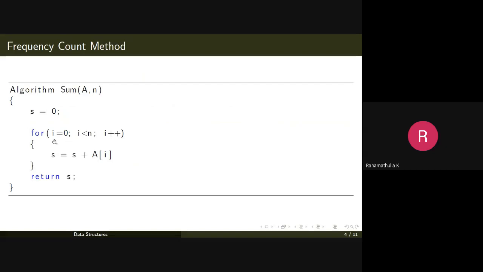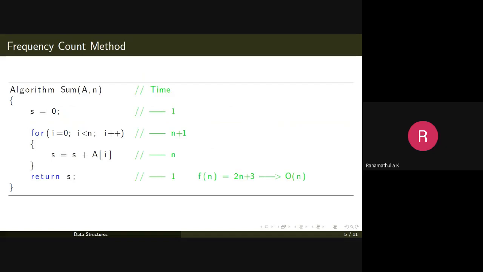For i equal to 0, we'll get the first element A of 0. For i equal to 1, we'll get the next element A of 1, and so on. Once we complete this loop by running through all the elements in the array, changing i from 0 to n minus 1, we will get the sum of all the elements in the variable s, and we return this s. Let's calculate the total time taken by this algorithm.